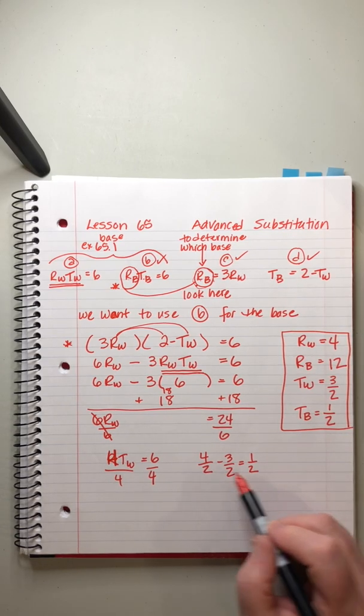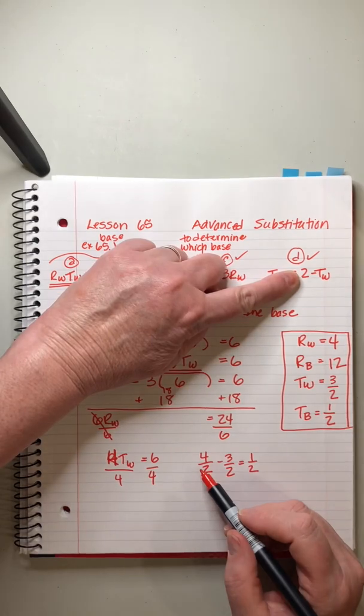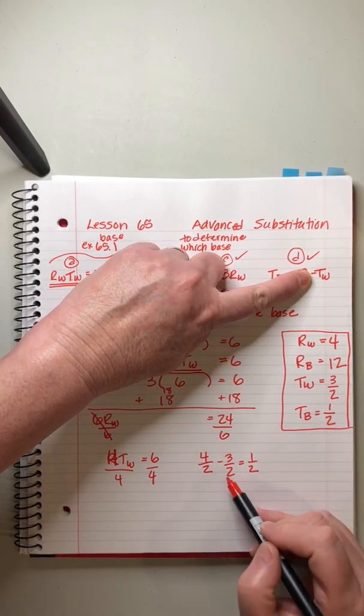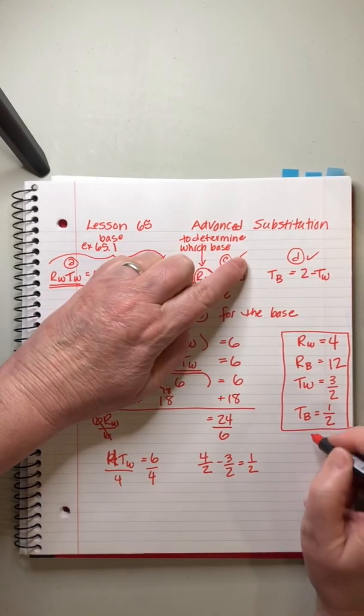Let me finish this. 4/2 is 2 minus TW, which is 3/2, equals 1/2. So there's our final solution.